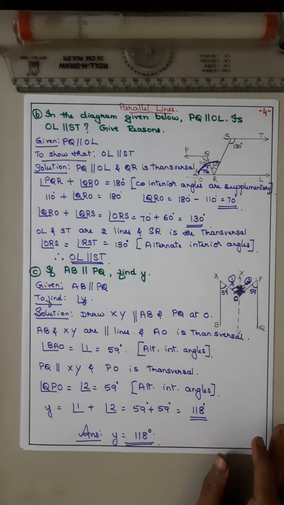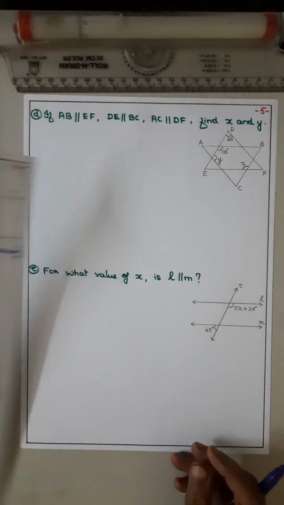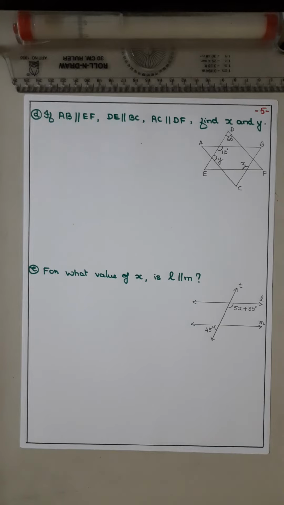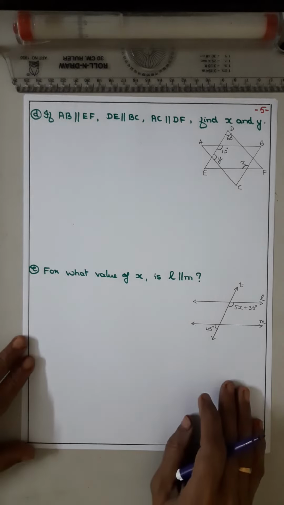Okay. So that was question number C. Now coming to question number D. There are many questions like this in question number 1. Now coming to question number D. Given it is a star, isn't it?